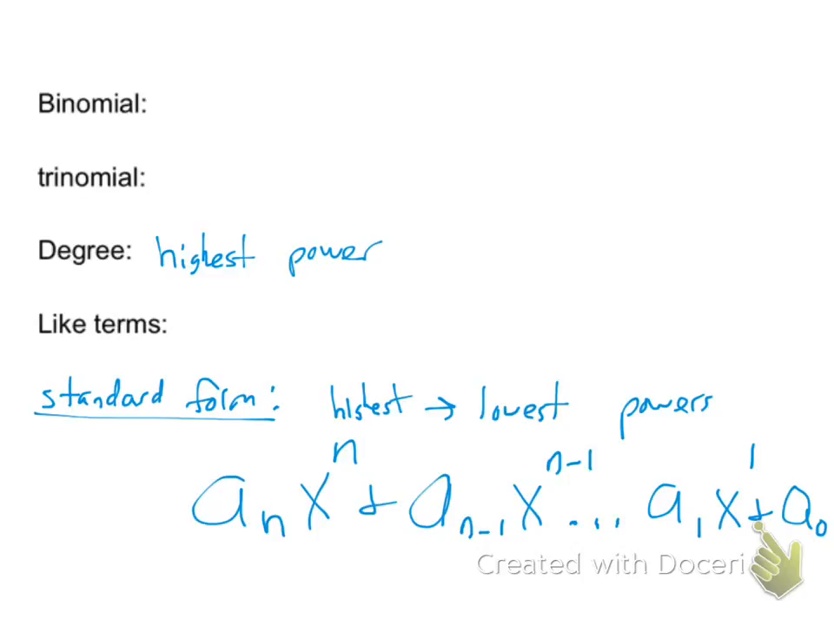And like terms, obviously, are terms that have what? Like terms are the ones that have the same variable with the same powers, right? So an x and 2x are like terms. You can add those together to get 3x. These are all things we should know.